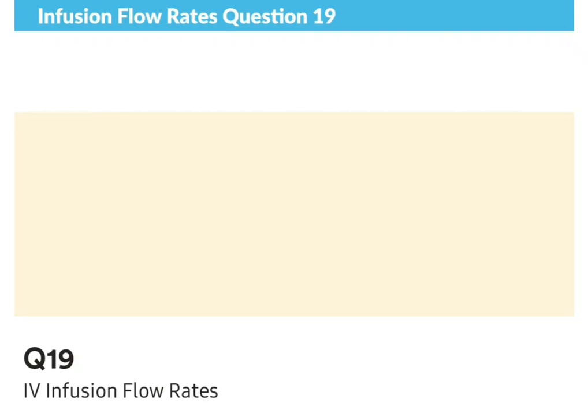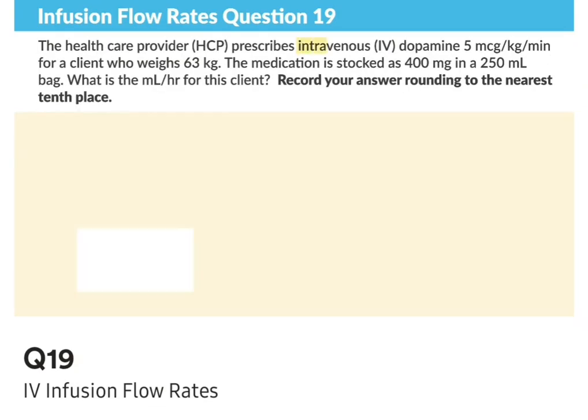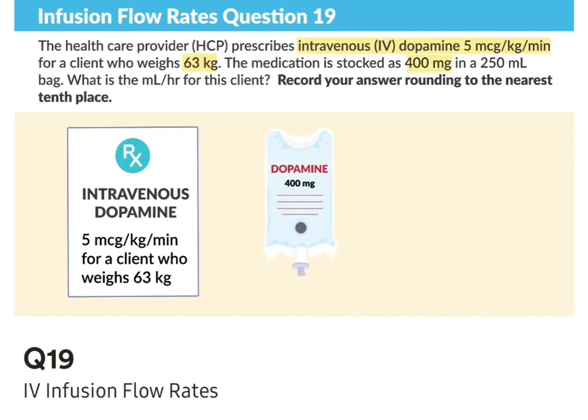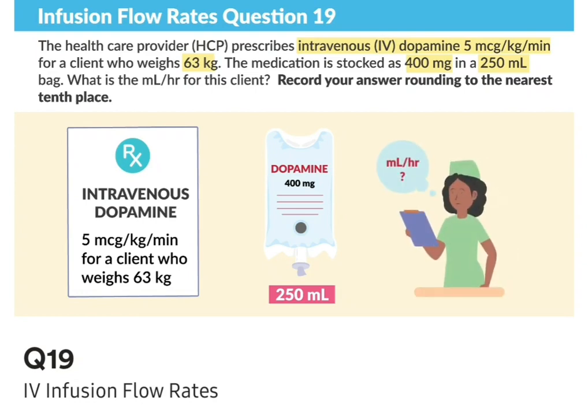Now, question 19, the healthcare provider prescribes IV dopamine, 5 micrograms per kilogram per minute for a client who weighs 63 kilos. Now, the medication is a stinker here. It's only stocked as 400 milligrams in a 250 ml bag. Crud. So what is the mLs per hour for this client? And record your answer, rounding to the nearest tenth place.